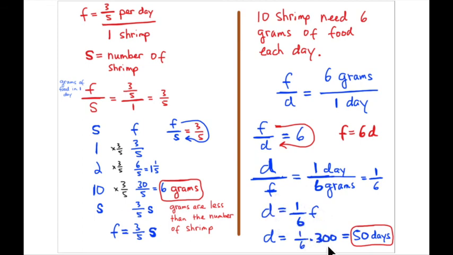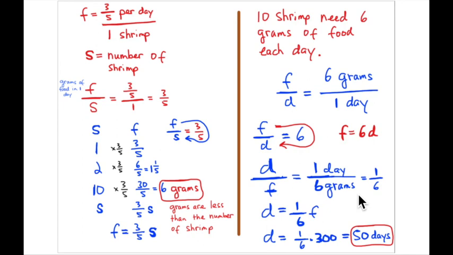And they're saying, I'm going to give you 300 grams of food. How many days is that going to last? Well, the number of days is 1/6 this 300 grams of food. So 300 grams of food divided by 6. Every time you take out 6 grams, that's equal to a day. So 1/6 of 300 is 50 days.